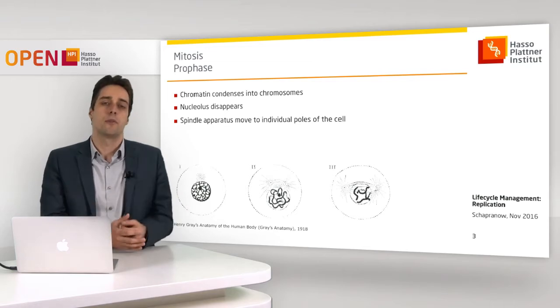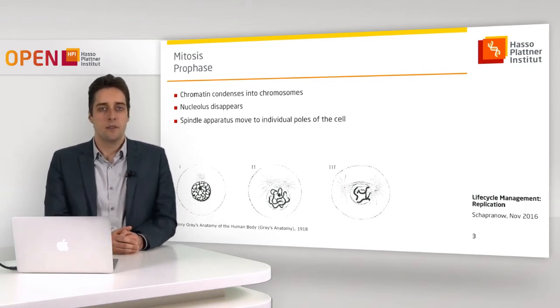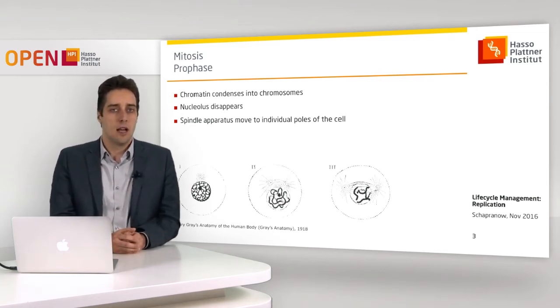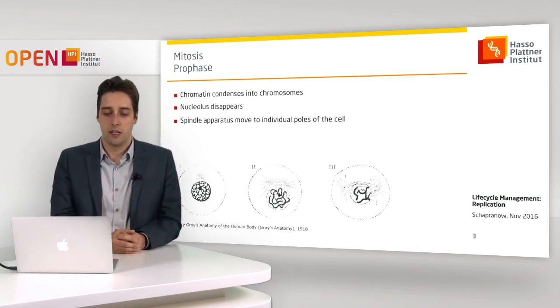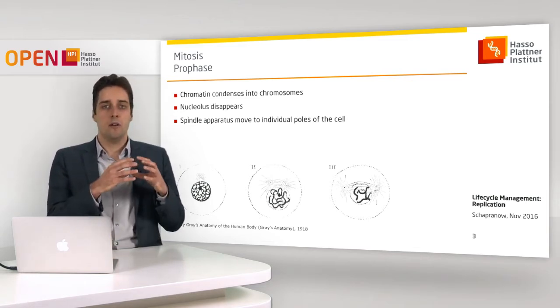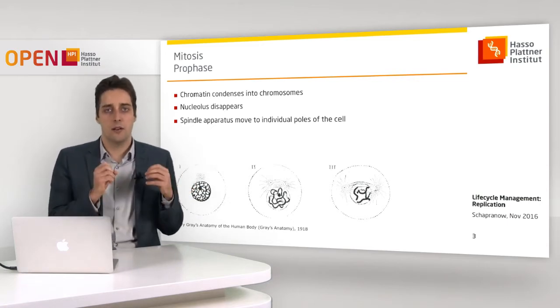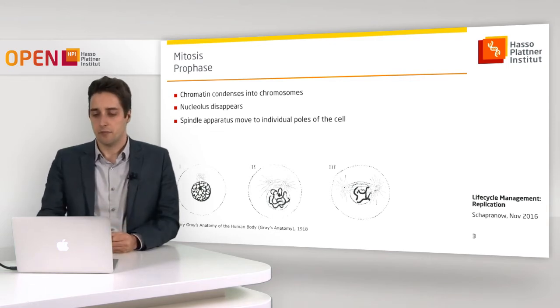And the third important component which is created here is the so-called spindle apparatus. There are two spindle apparatus because they are important for both cells later on. They move to the so-called poles of the cell. So one is going to the north and one is going to the south. Here you see it right and left. So they already prepare the division into two cells. So at the end of the prophase, you have chromosomes without any cell core any longer.